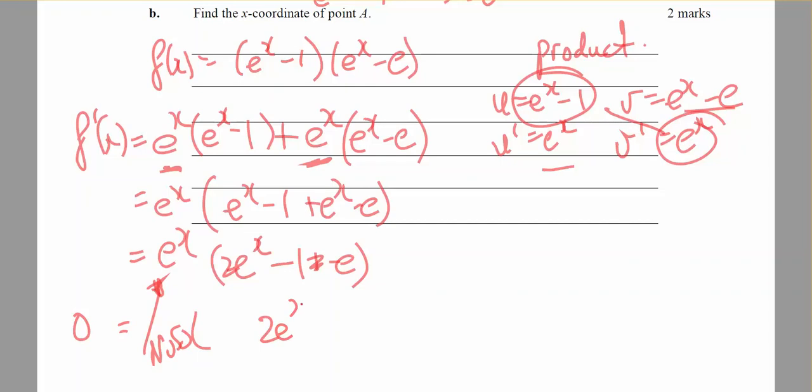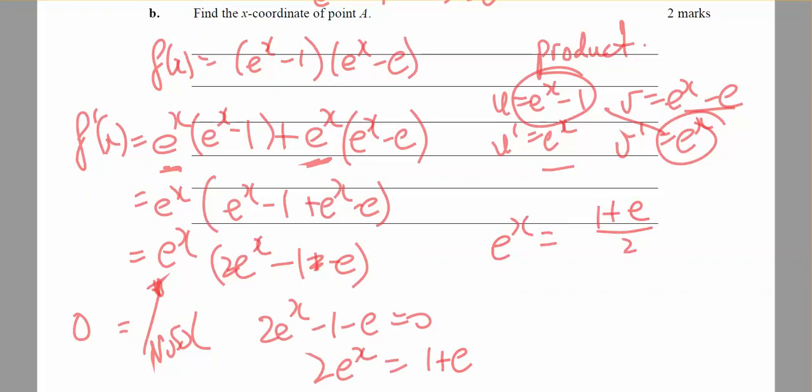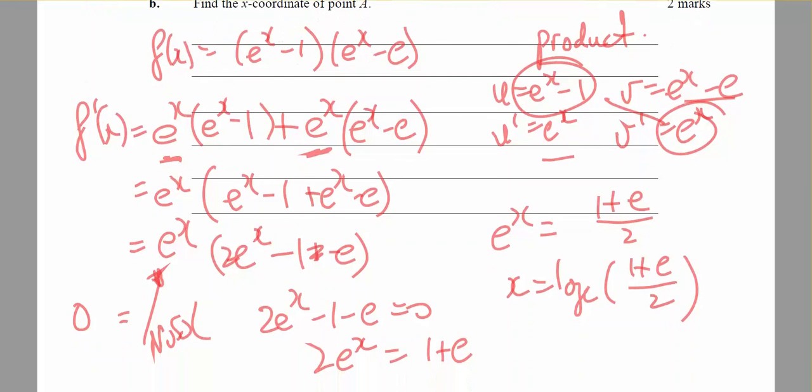So 2e^x − 1 − e must equal 0. 2e^x must equal 1 plus e. e^x equals (1 + e)/2. So x equals log base e of (1 + e)/2. And what did the question ask? Find the x coordinate, and there is the x coordinate.